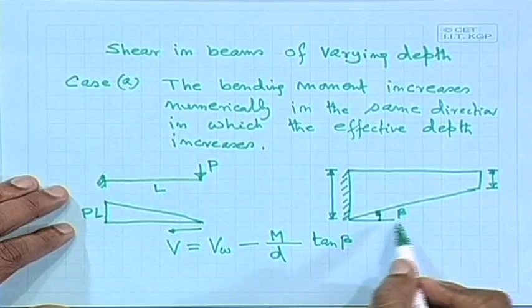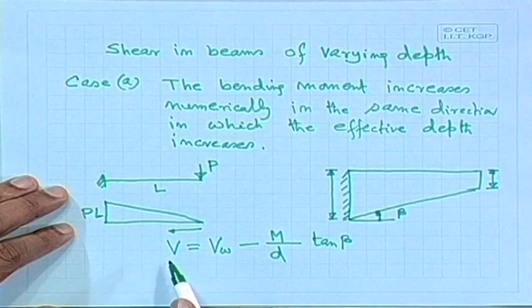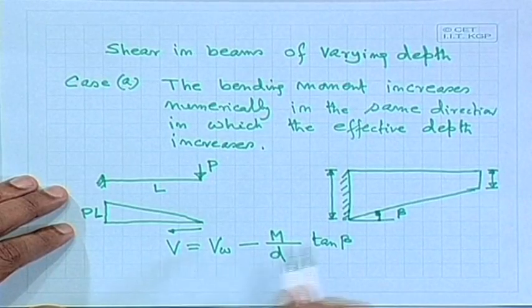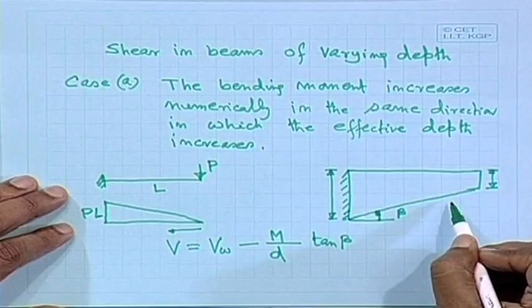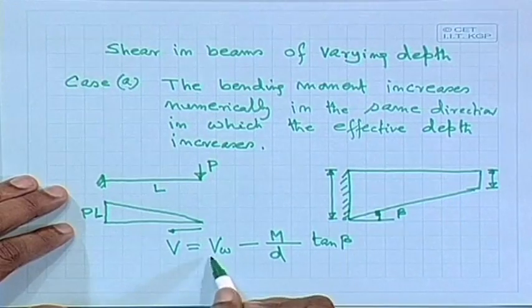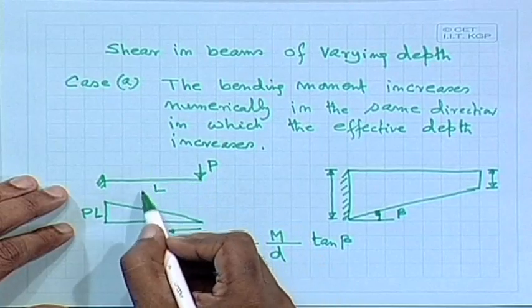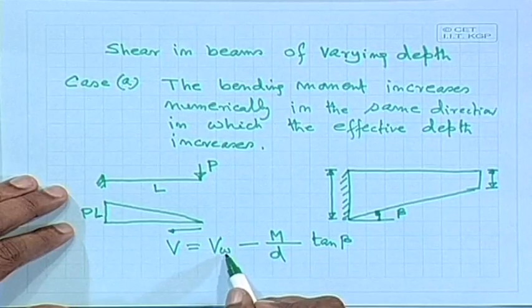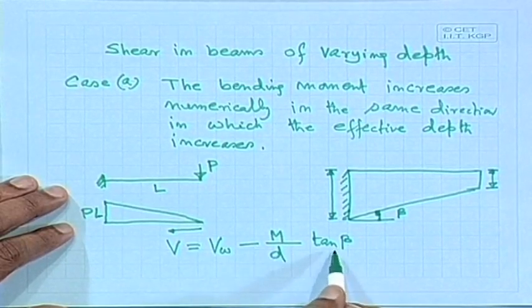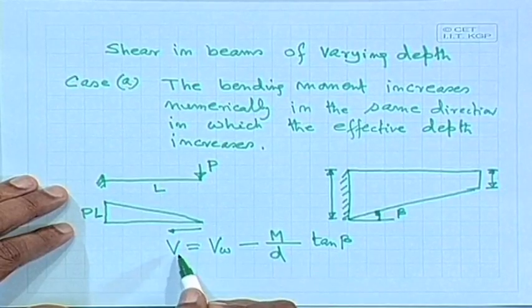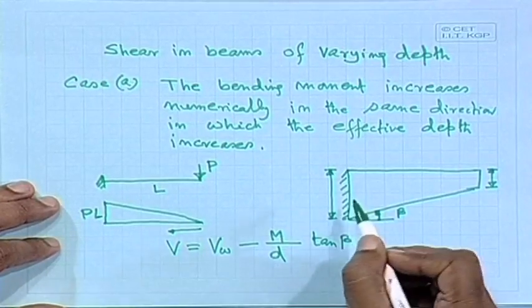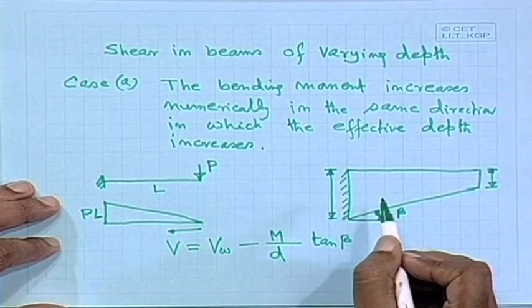So, we can get this beta. So, that modified V, due to this varying depth, the shear force will be modified. The actual shear force due to this applied load at a particular cross section, we shall get certain VW, that is VW minus M by d tan beta. So, we shall get the V for which we have to design for shear.